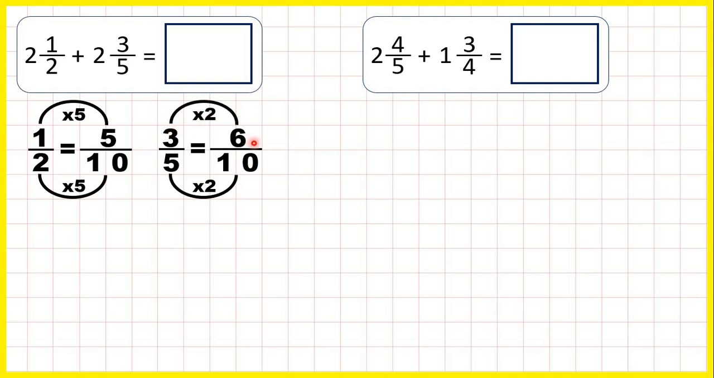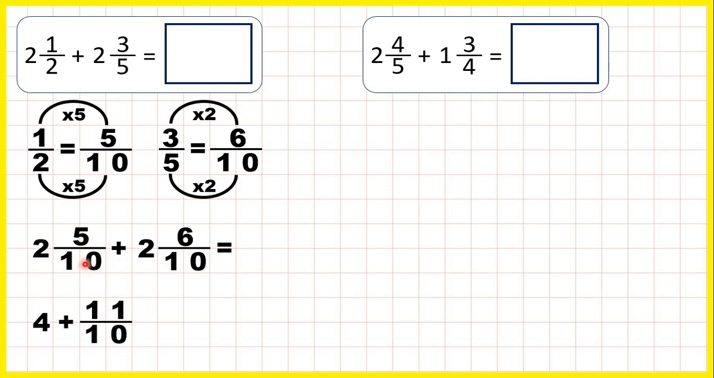So we can rewrite our question. Instead of 2½ we can write 2 5/10, and instead of adding 2 3/5, we can add 2 6/10. So 2 plus 2 is 4, and 5/10 plus 6/10 is 11/10, because remember, we keep the denominator the same.